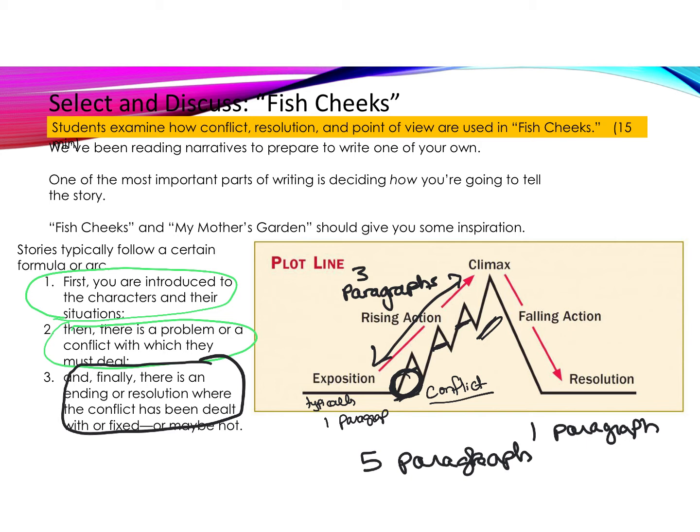Okay? So as you go through this, even though it says 3 paragraphs, keep in mind that that's for the average writer. Okay?